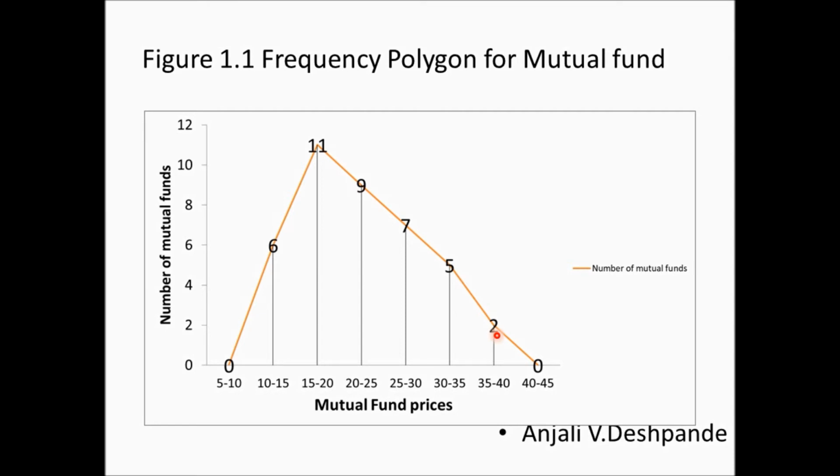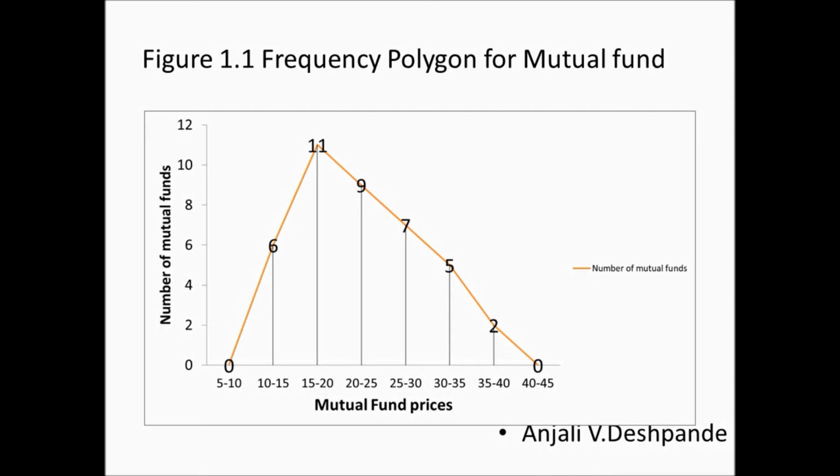But one additional thing which I did was I created two more classes, 5 to 10 and 40 to 45, which are not there, so therefore I gave them the frequency as 0 and extended the line up to the horizontal axis. So this helps in making the frequency polygon a closed figure. Okay, so that is the general way that you should draw the frequency polygon.